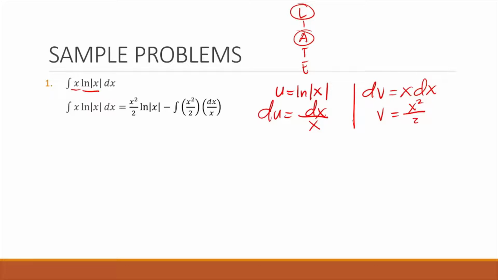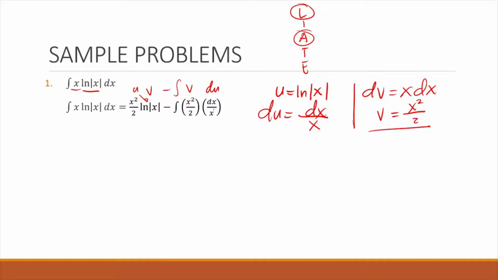So this is now the resulting expression. This is from uv minus integral of v du, right? U is what? U is ln x. Okay. And then v is x squared over 2, right? So x squared over 2 ang v. Minus integral of v, again, v is x squared over 2. And then du is dx over x.